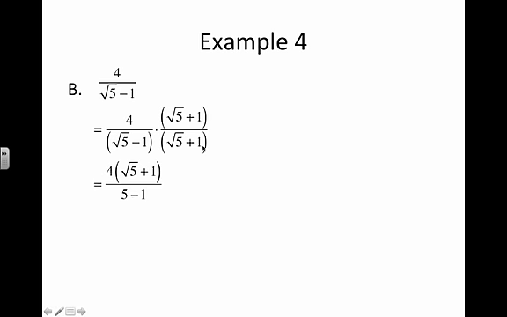So on top I'm going to have 4 times the square root of 5 plus 1. On the bottom I'm going to have square root of 5 times square root of 5, which is going to be square root of 5 squared, which gives me 5. My middle terms are going to cancel out. I'll get square root of 5 minus square root of 5, so those will zero out. And then negative 1 times 1 is negative 1. 5 minus 1 is 4, so I can cancel the 4 on top with the 4 on bottom, and I'm left with square root of 5 plus 1.